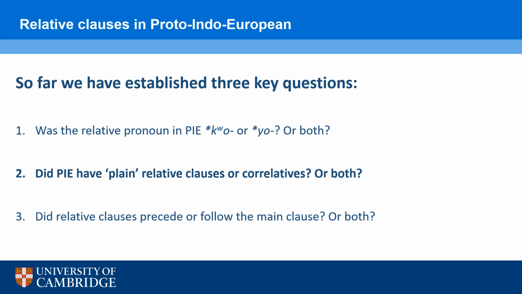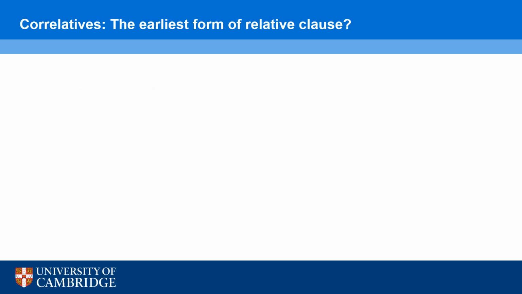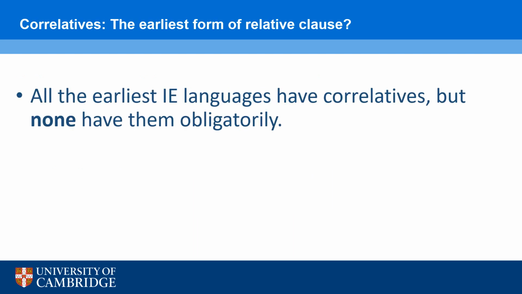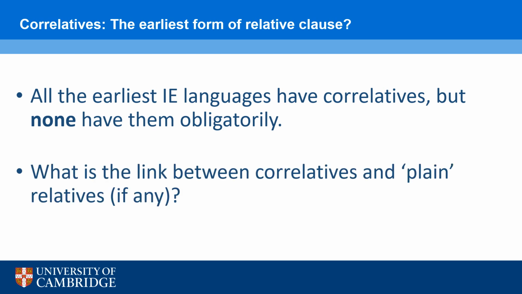So let's do what all good historical linguists do and move on to another unsolved, but hopefully not unsolvable question, that of plain relatives versus correlatives. Now, in terms of their distribution, as I've already mentioned, we see correlatives all over the place in the daughter languages, and they are attested at an early stage in basically every branch. However, none of the daughter languages have correlative clauses obligatorily. That is to say, plain relatives always appear to be available. So a major question is how correlatives and plain relatives might be linked, if they are linked.